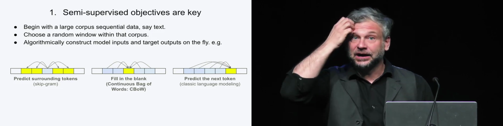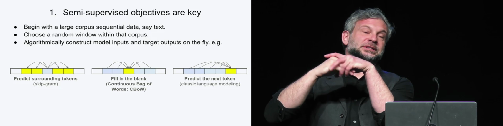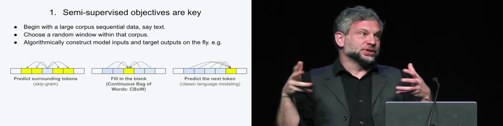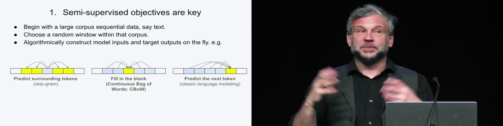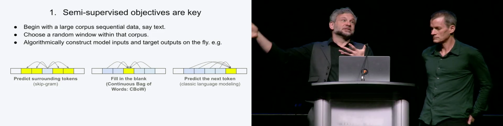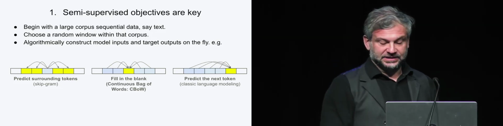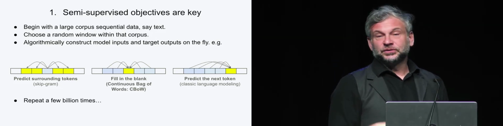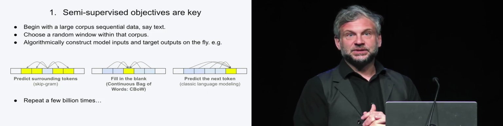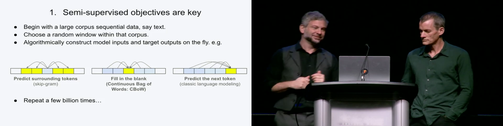And you have your choice about how you'll do it on the fly. You might be taking a word in the corpus and trying to predict its neighbors, which is the so-called skipgram model. You might be doing something like fill in the blank, or you might be trying to predict the end of the sequence, which is sort of the classic language modeling problem. All of these fit in this description, and if you repeat that a few billion times, it seems to work really well. But that's where we get into the hard part.